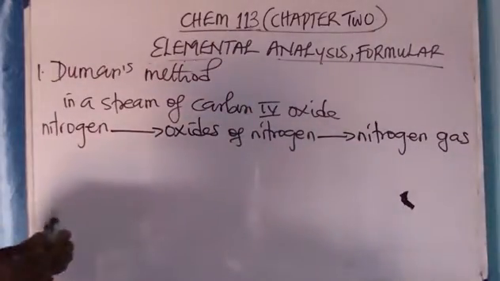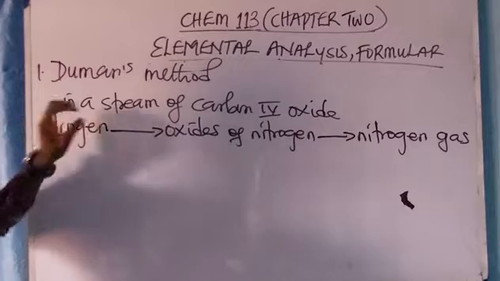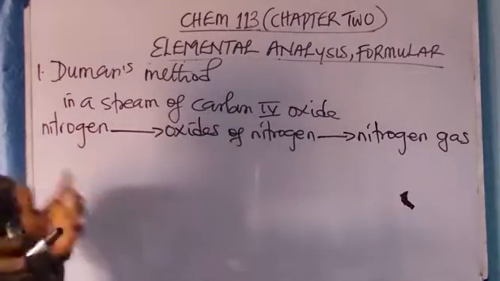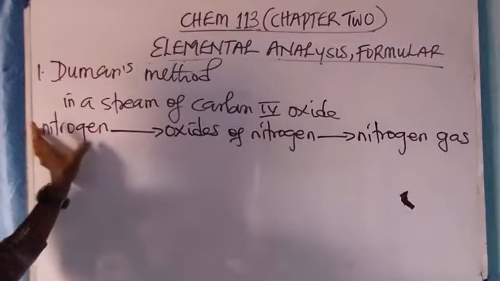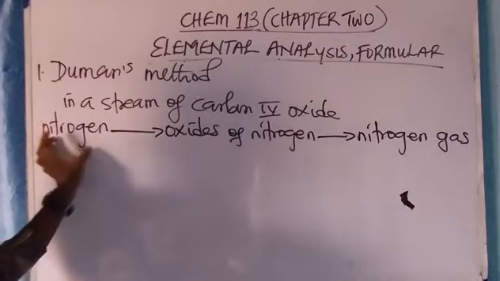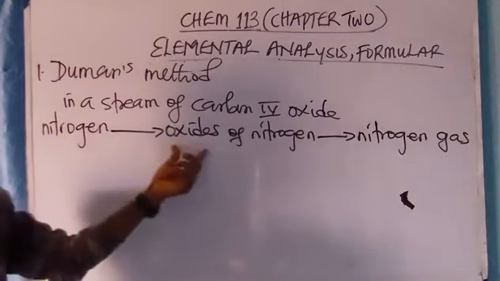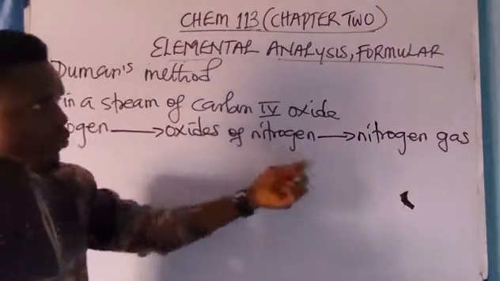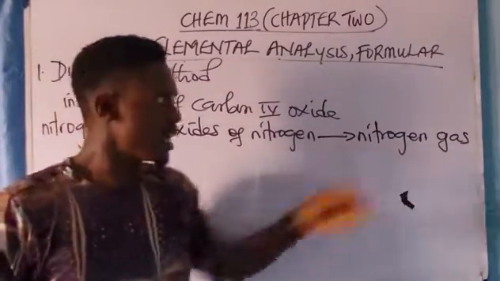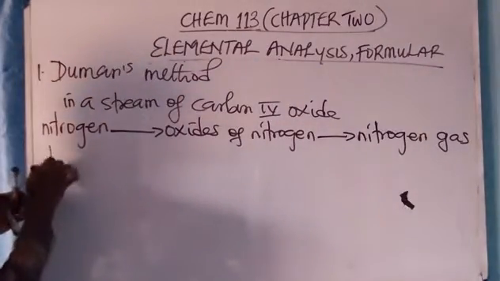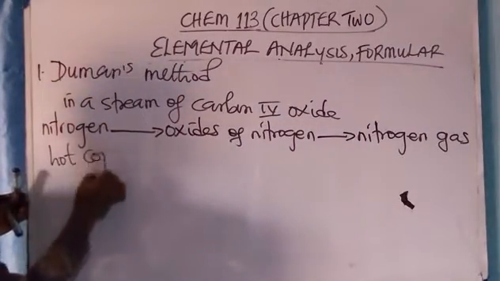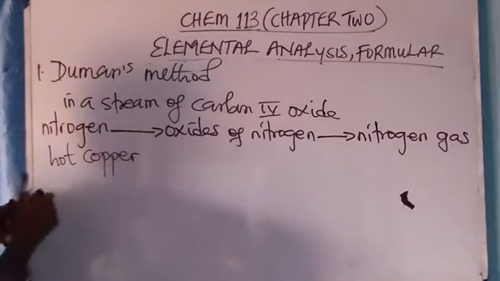I said copper(II) oxide in the presence of carbon(IV) oxide is heated. Thereby, the nitrogen is converted to oxides of nitrogen, and to nitrogen gas. Now, this nitrogen gas is passed through hot copper. It is passed through hot copper.